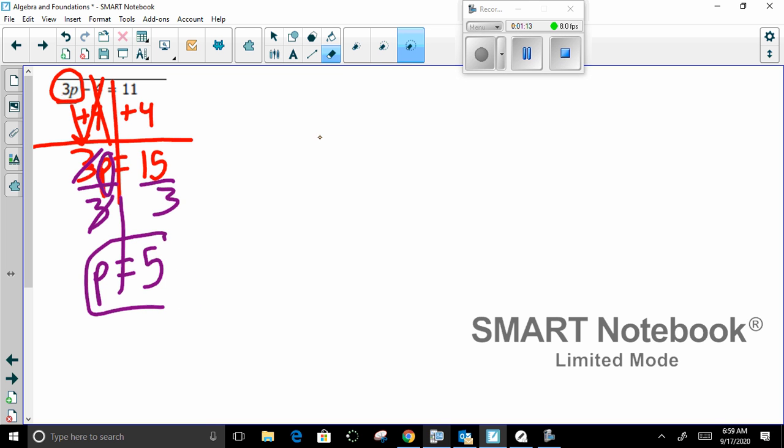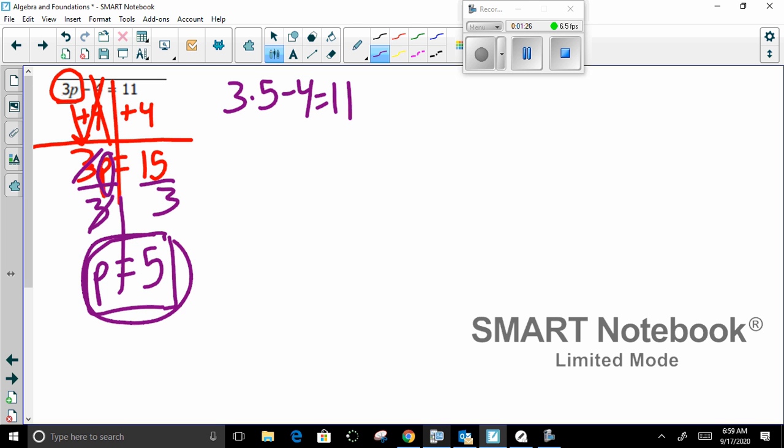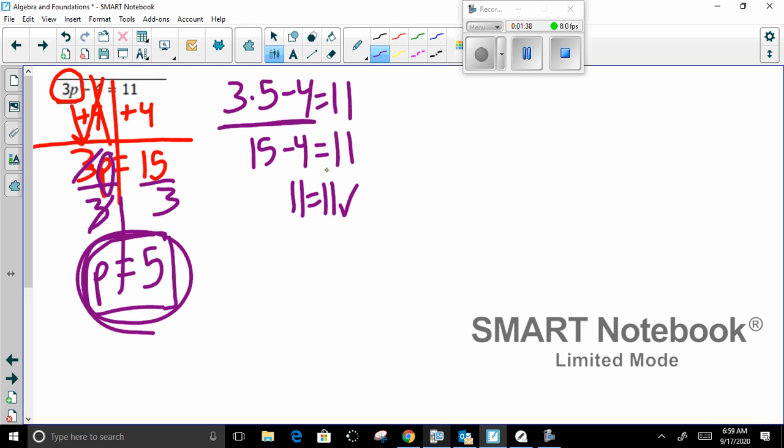Remember, you could always check yourself really quick to see if 3 times p, which is 5, minus 4 is going to equal 11. Let's make sure our solution, our answer, works out. So what does that give me? 15. We'll use your order of operations to decide what to do first. Multiplication comes first. So 15 minus 4 is 11. So it works out. Your answer of p equals 5 checked out here.